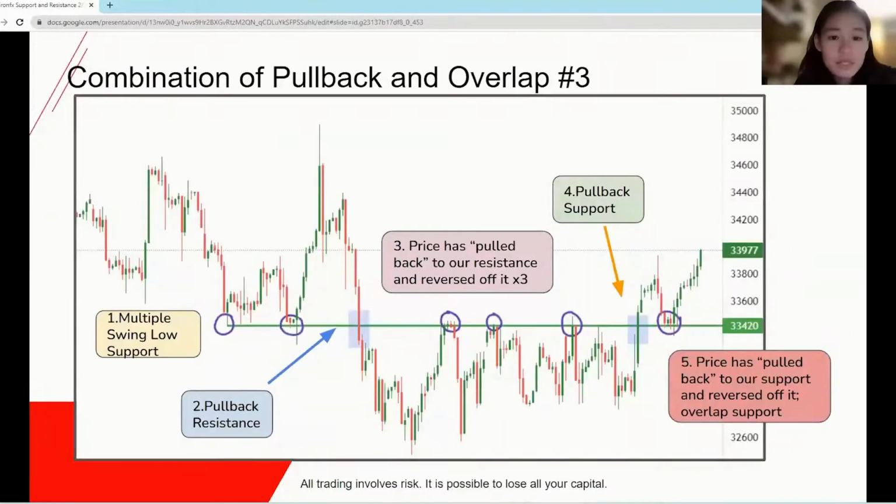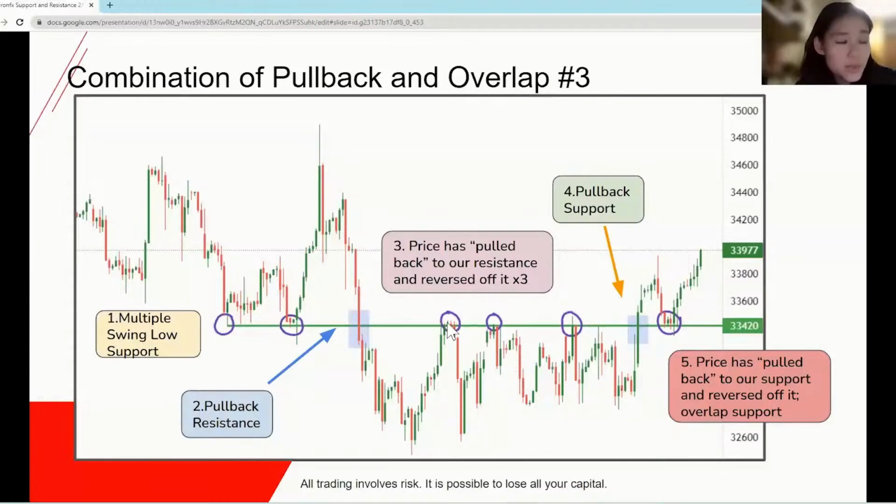Okay, this is our last example before we get into this week's content. So once again, we're looking at a combination of the pullback and the overlap. So we have multiple swing lows here. It's a swing low support, and then once price breaks the support level, it becomes a pullback resistance. And you can see, since we expected it to pull back or retrace back to that level, it did, and it in fact reversed off of it 3 times.